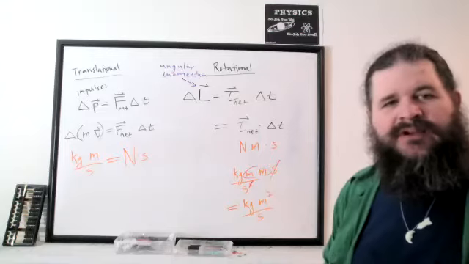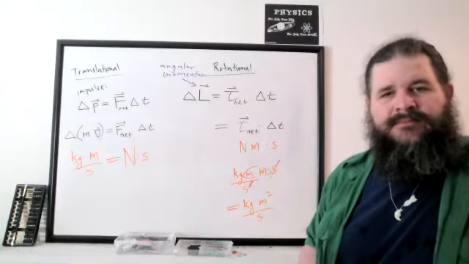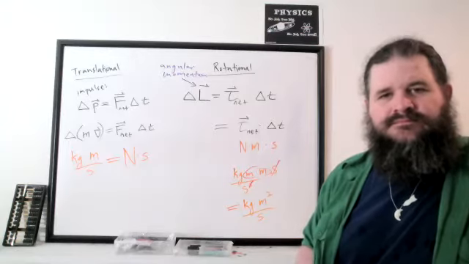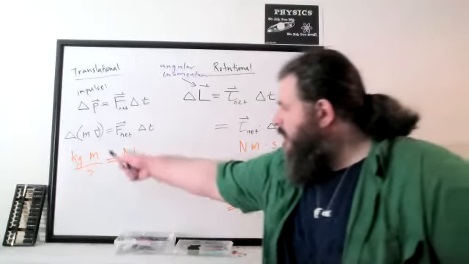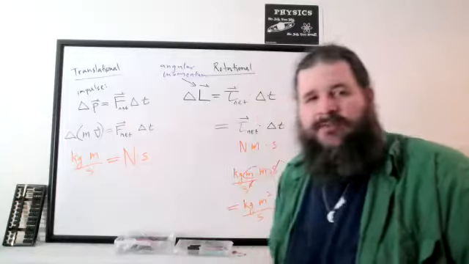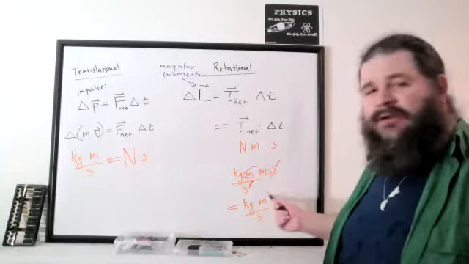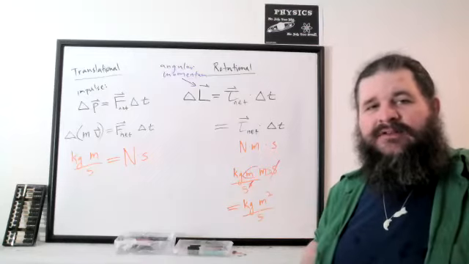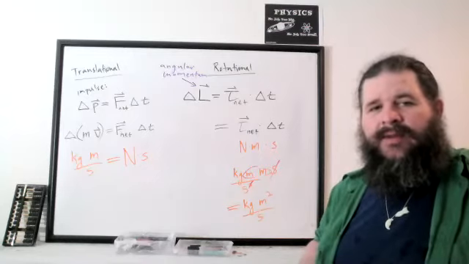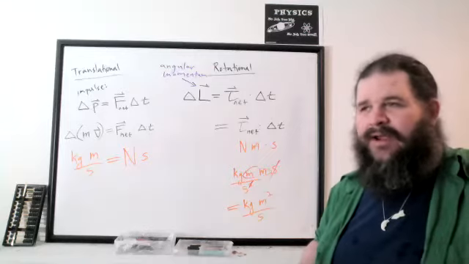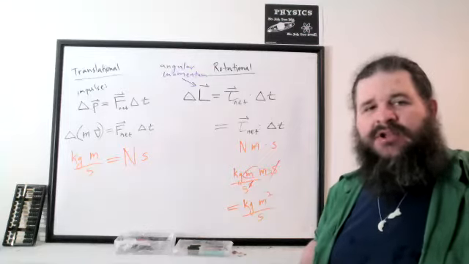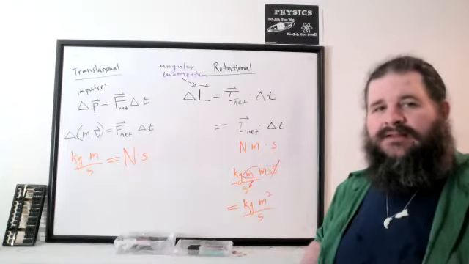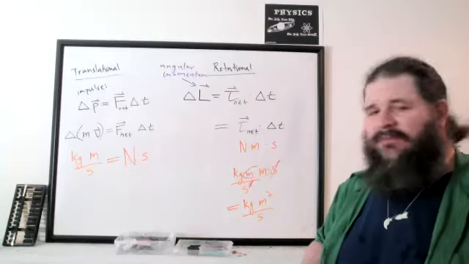Is that the same units of measurement as translational momentum? No, these are not the same thing. Translational momentum, kilogram meters per second. Angular momentum, kilogram meters squared per second. The fact that they have different units means they are fundamentally different types of quantities. We call them both momentum, and they act the same in a lot of ways, but they are not interchangeable. You can't just turn translational momentum into rotational momentum, at least not directly, because they are not the same thing.